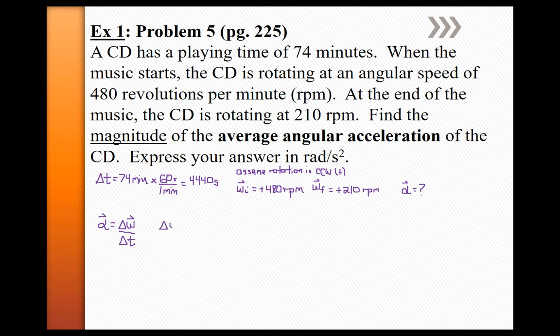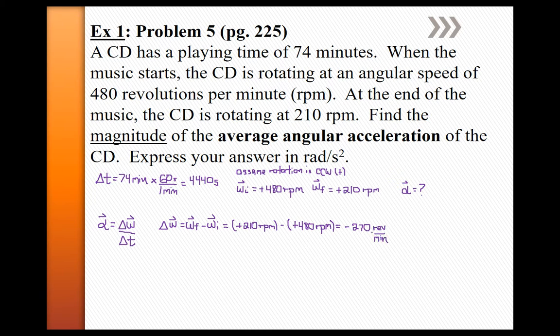You'd have delta omega equal to omega F subtract omega I, which would be equal to omega F is positive 210 RPM subtract positive 480 revolutions per minute RPM, and then this would give me a change in omega of negative 270. I'm going to write it down as revolutions per minute. So let's say it's RPM. I'm going to write down rev per minute.